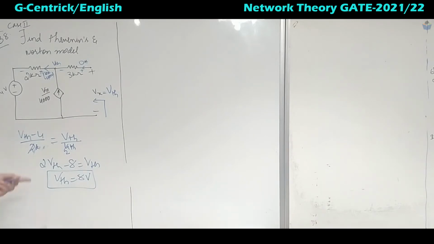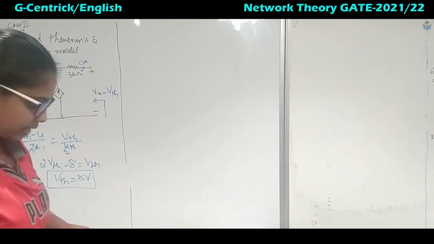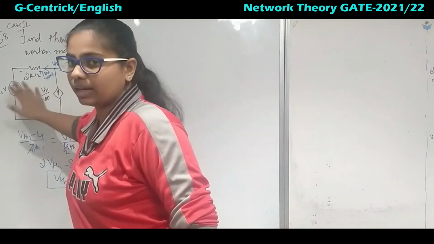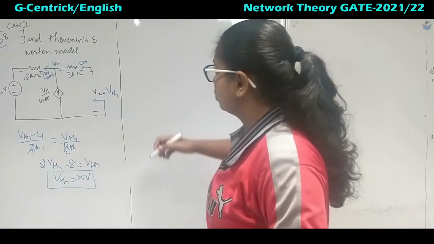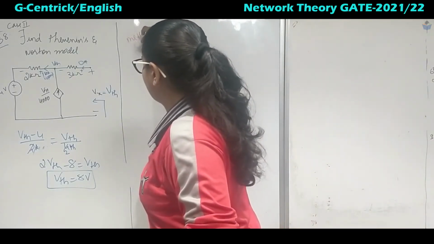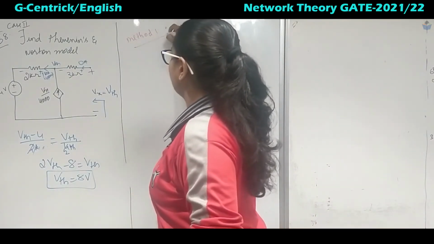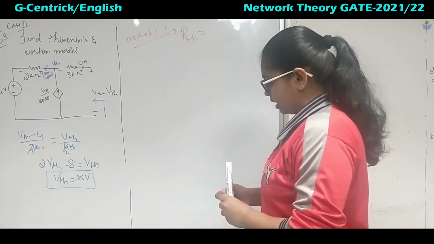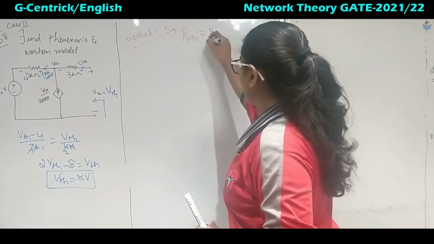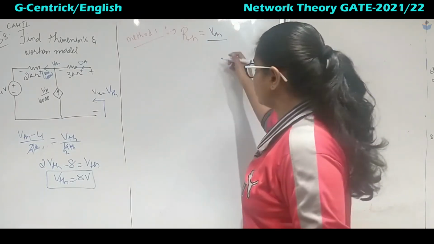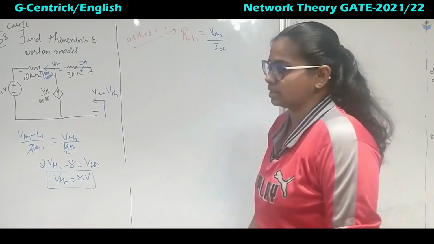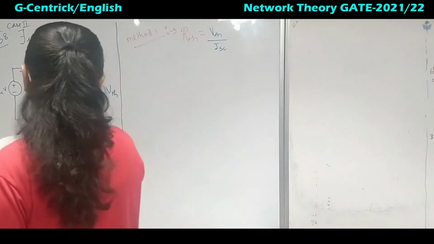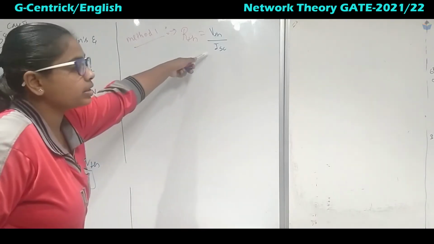Now we have to find RTH. So to find RTH, there are two methods, when it is in the case of dependent as well as independent sources. So we have got method 1 to find the RTH. You can write RTH as Thevenin's voltage divided by ISC. So this is one method. You have got Thevenin's voltage, 8 volt, but you do not know what the current ISC is.